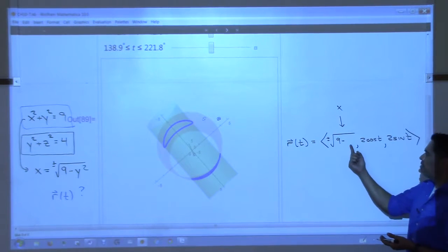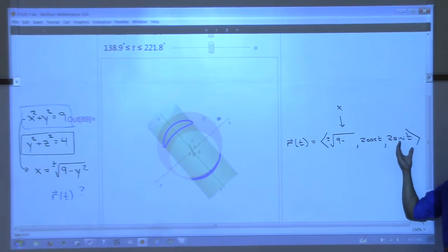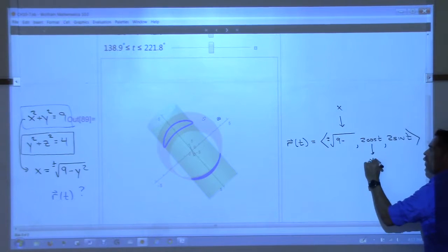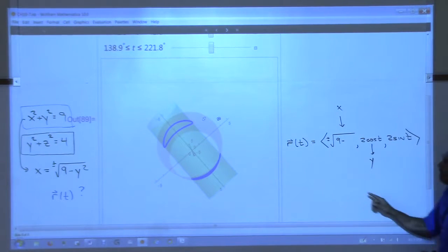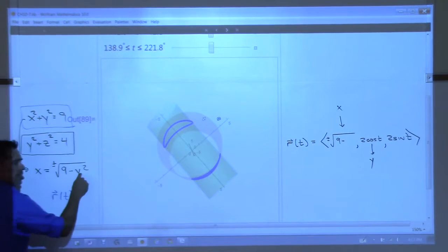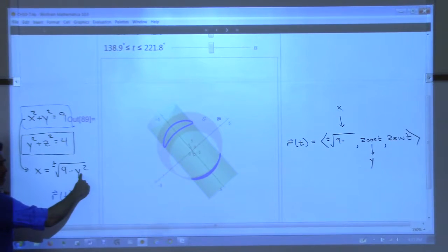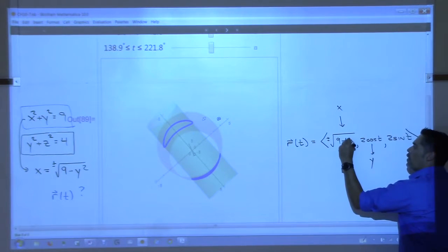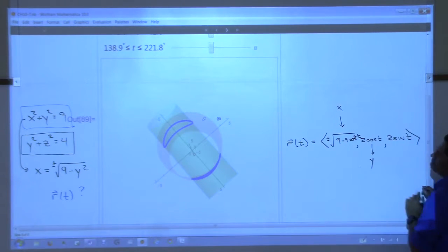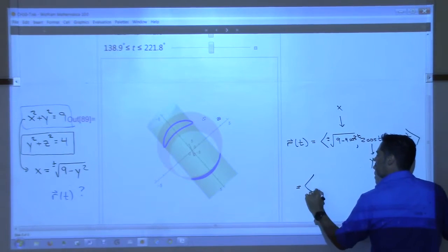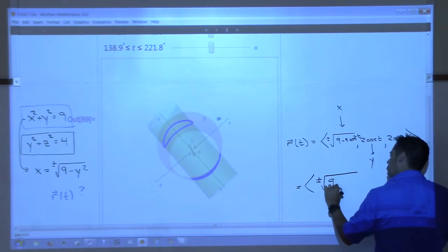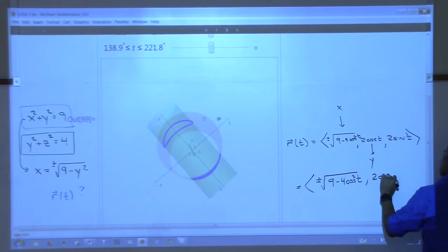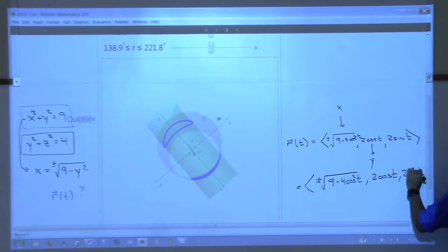But we can't put y squared in here, because then this wouldn't be a function of t anymore. It would have t's and y's. So I put 2 cosine t, because that is what y has to be. That replaces this y right here, so that becomes 4 cosine squared t. When we take this y and square it, we get 4 cosine squared t. So plus or minus the square root of 9 minus 4 cosine squared t, and then 2 cosine t, and then 2 sine t. There we go.